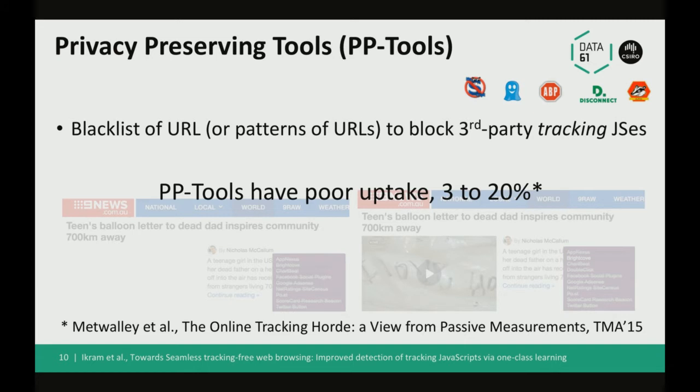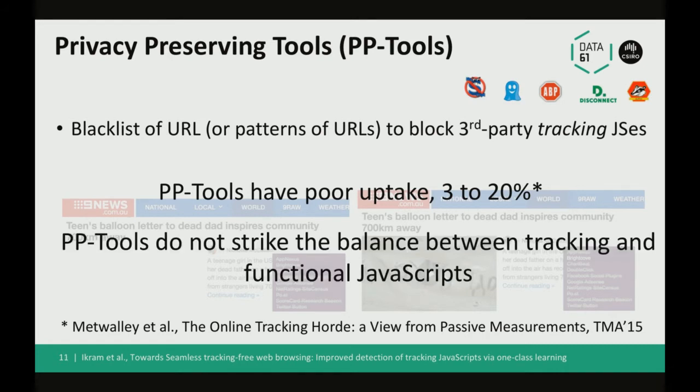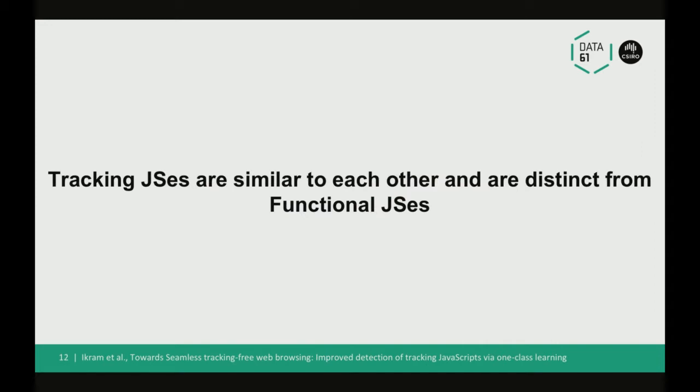So these privacy preserving tools have very poor uptake, as pointed out by one of the recent works, which found that privacy preserving tool uptake is only up to 20%. And we believe that this poor uptake of privacy preserving tools is because of their poor balance between tracking and functional JavaScripts. And we think that blocking URLs is not an effective way to block tracking JavaScripts.